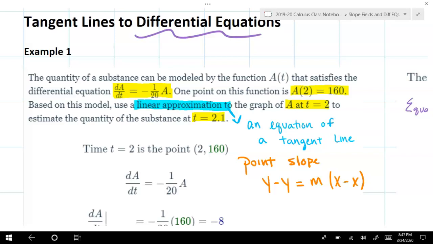A linear approximation is an equation of a tangent line. So we're using the equation of a line at t equals 2 to estimate the quantity of the substance at t equals 2.1. We're going to find the equation of the tangent line at t equals 2 and use it to approximate t equals 2.1. We can do this, but it's only going to be accurate if we stay close to 2.